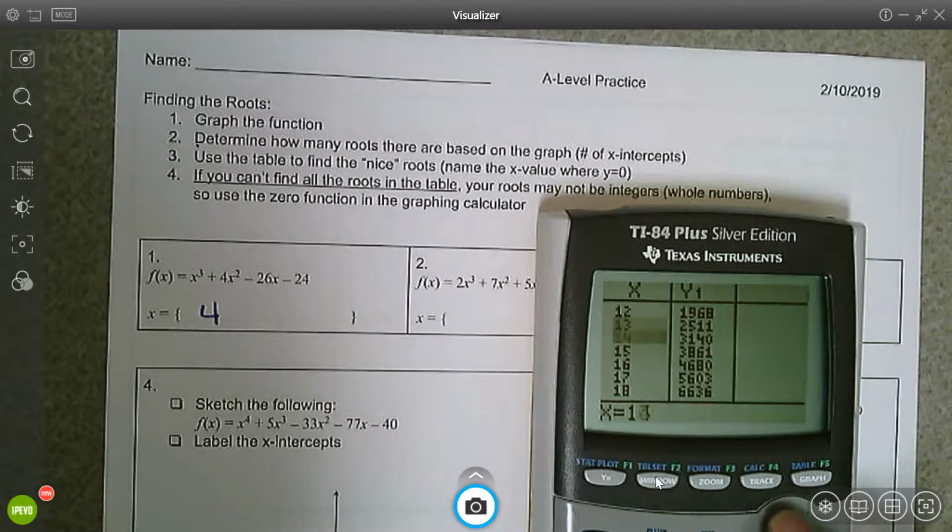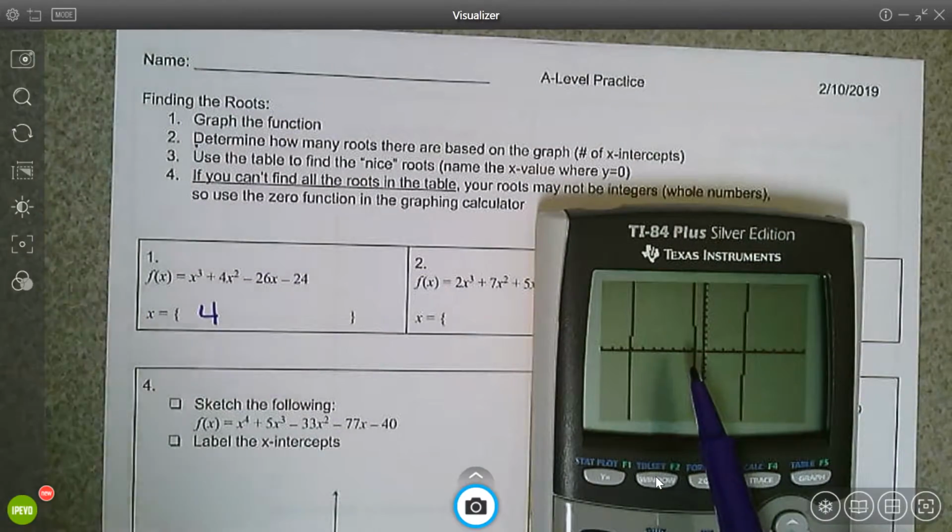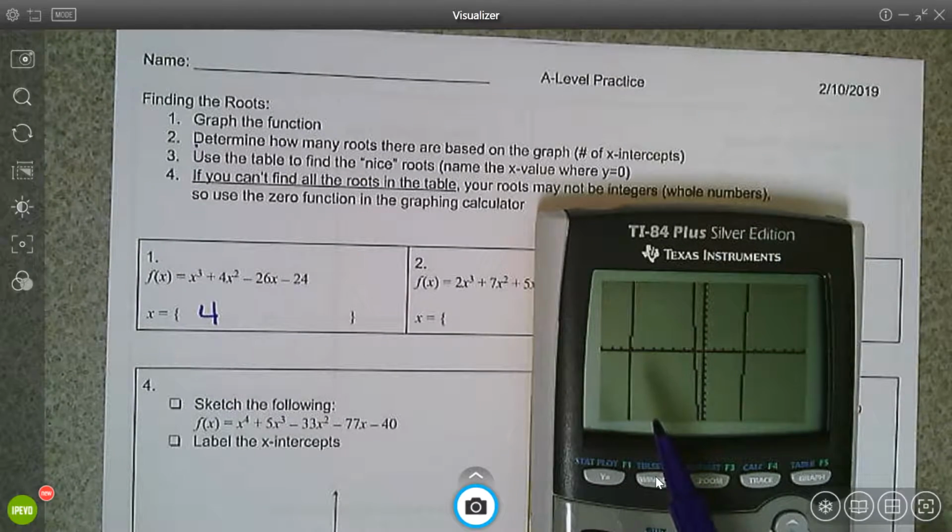So that's all I see. I don't see any other y1s equal to 0. There's where it's 4, but I know that there's 2 more. I just cannot see them. So the reason why is because the table is only showing you integers, whole numbers.